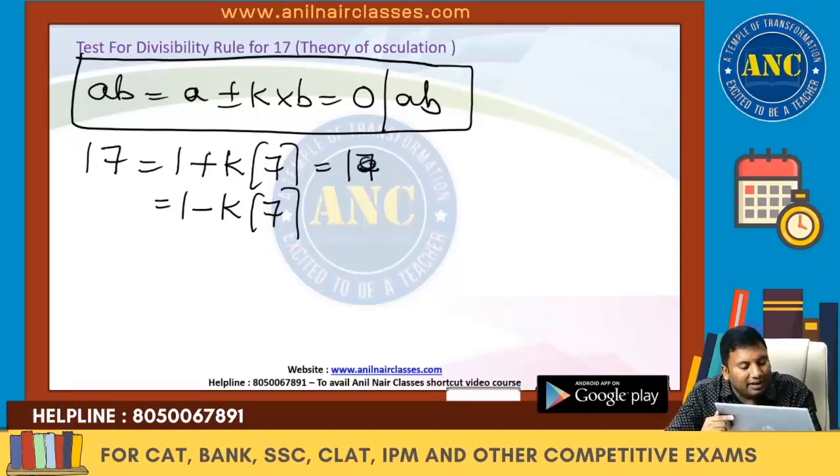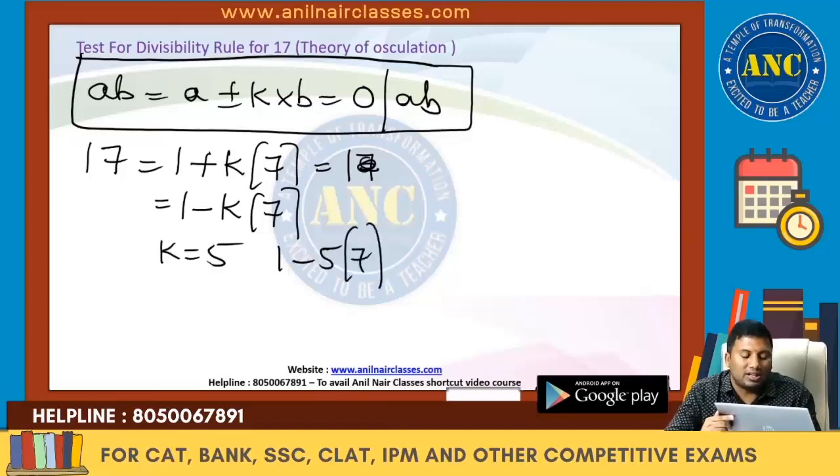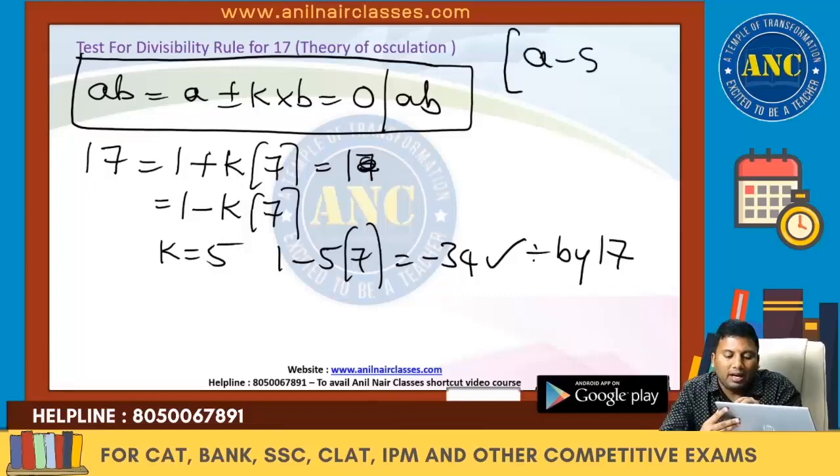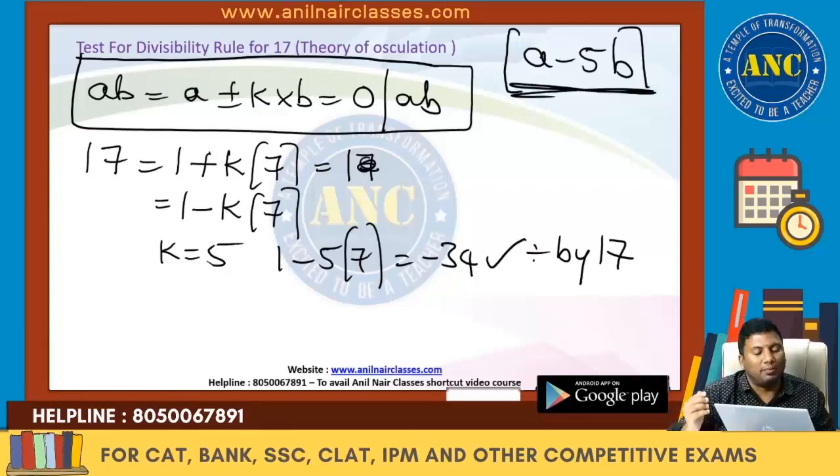If I take K value 5 here, in the second case, 1 minus 5 into 7. 1 minus 35 is minus 34. Minus 34 is divisible by 17. That means the divisibility rule of 17 is A minus 5B. I hope you are all with me. A minus 5B. It may be plus K or it might be minus K.